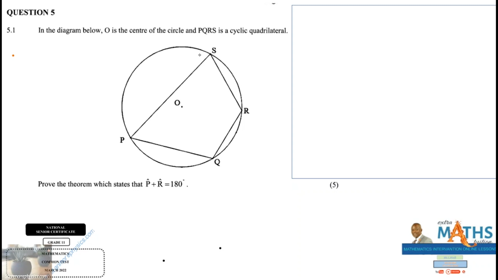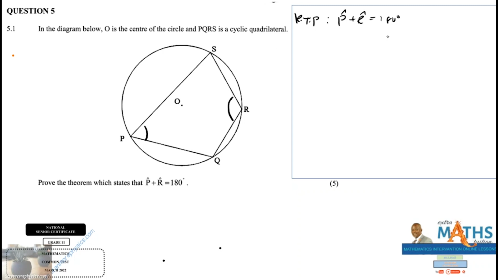On this problem, you are required to prove that angle P plus angle R is equal to 180 degrees. As you saw in the previous video, the opposite angles of a cyclic quad are supplementary. They add up to 180 degrees. Now, I hope you can attest with me that we need to construct before we do anything.